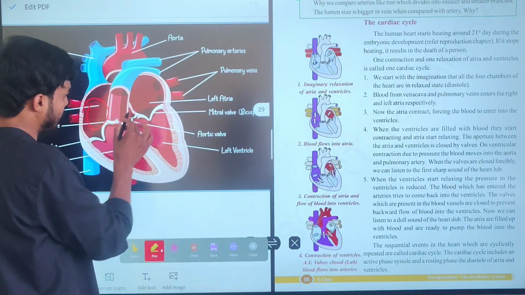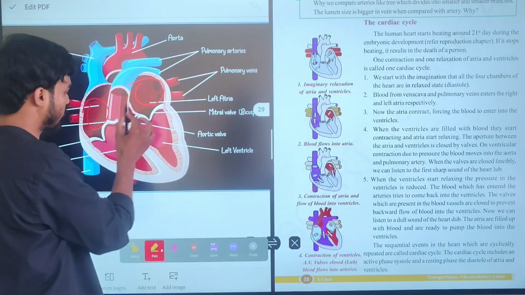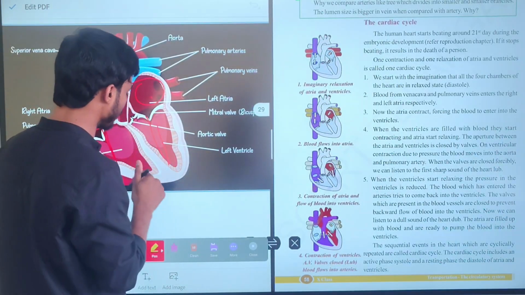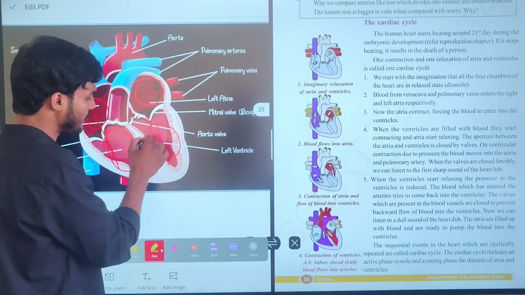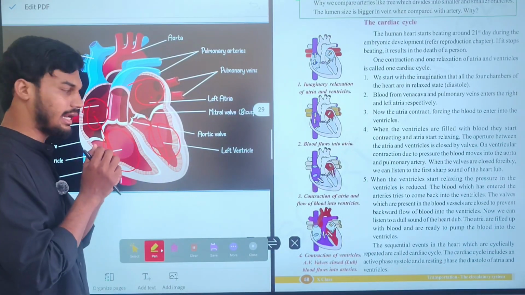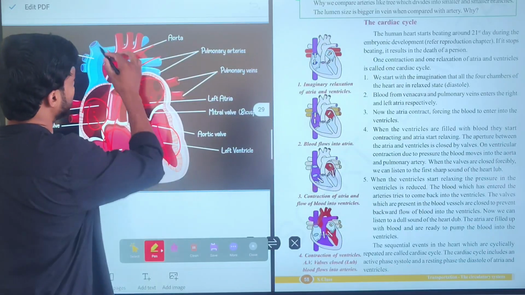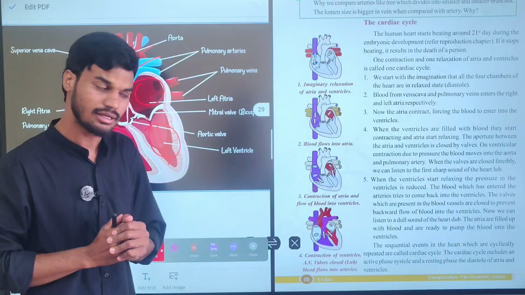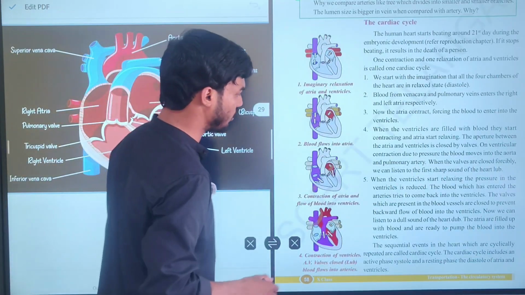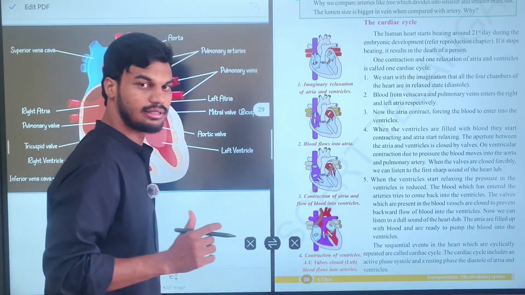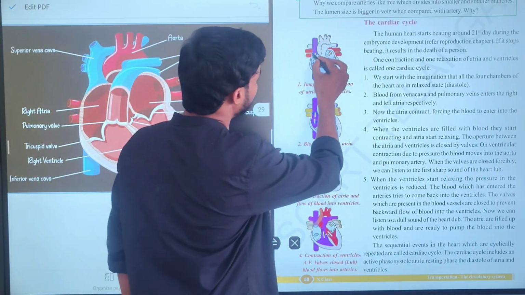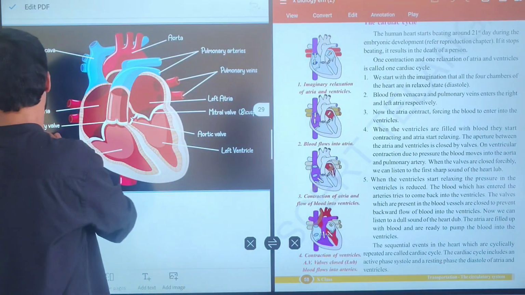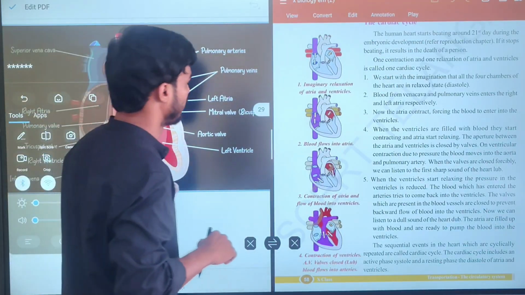Simply, the deoxygenated and oxygenated blood enter, from here the blood enters the right ventricle and left ventricle. After this, by forceful contraction, the blood is supplied from the aorta to all over the body. Clear? So this is known as the cardiac cycle. Simply through the lub sound and dub sound, the cardiac cycle takes place. Look at the image here, where the blood is entering.